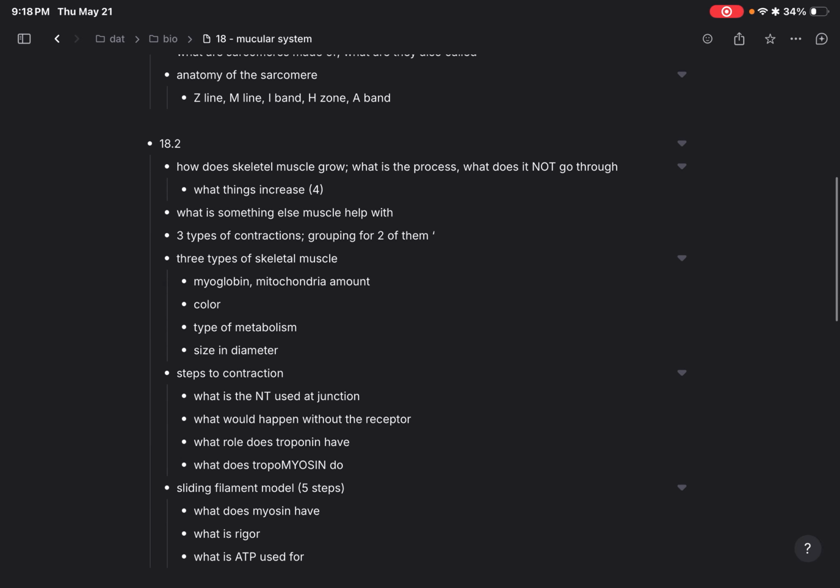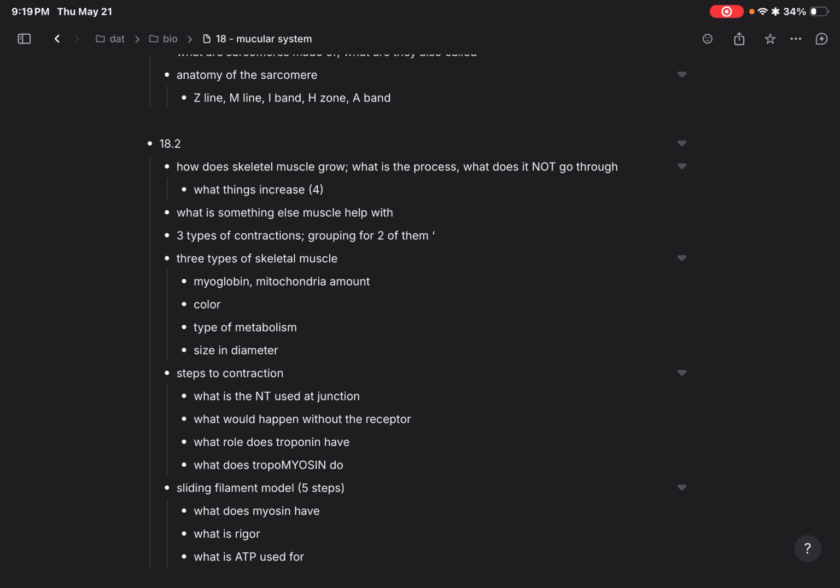How does the skeletal muscle grow? What is this process? What does it not go through? It does not go through mitosis. It grows through hypertrophy. What things will increase? The number of nuclei will increase, the number of mitochondria will increase, the cell diameter will increase, things like that.